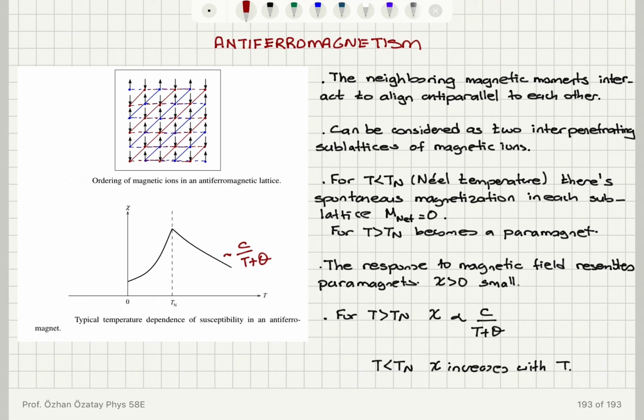The reaction to external magnetic field resembles that of paramagnets. It's positive and small susceptibility. Susceptibility, however, increases with temperature for T less than Tn, and for T greater than Tn it decreases according to the Curie-Weiss law with C over T plus theta dependence.